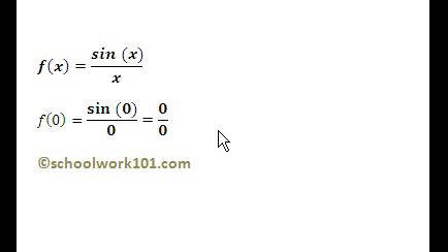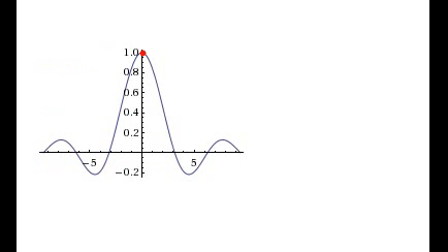And so to actually find out what this value would be really close to, we use the concept of the limit. Let's take a look at the graph. Okay, so here's the function sine x over x. Got it graphed out, nice pretty graph here.